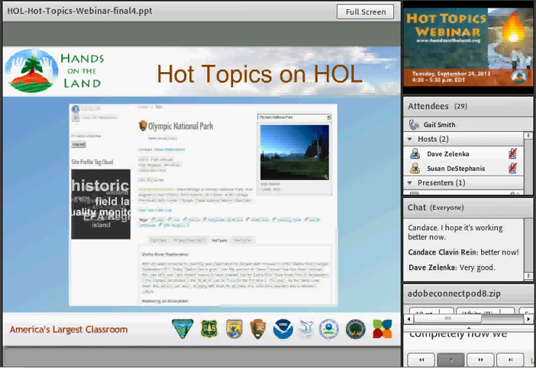So what you're seeing here is from the Olympic National Park. It is their particular field site profile. Thank you, Dean Butterworth. I think you might be one of our participants today for completing this. But again, it's an important tab. It's one of our new ones with the field site profiles that we put on this year for Hands on the Land.